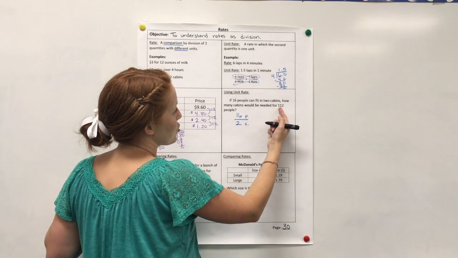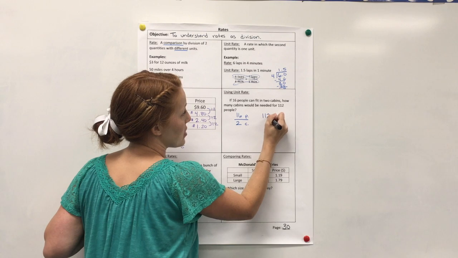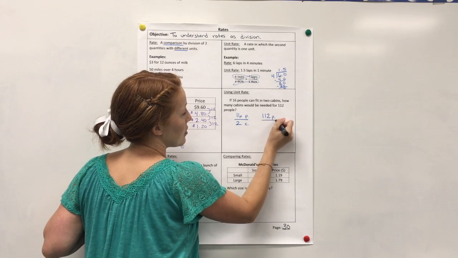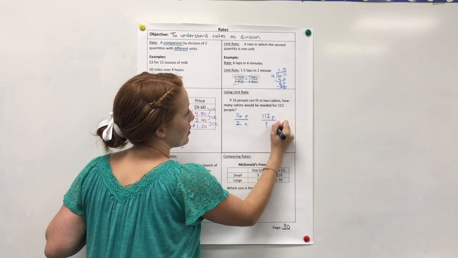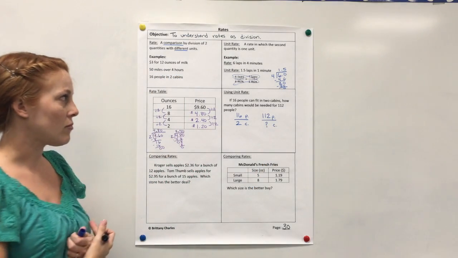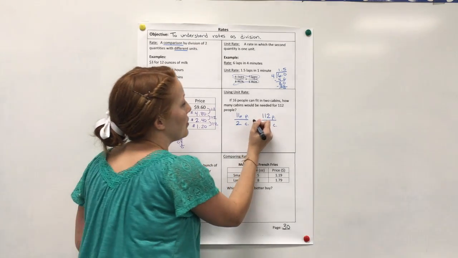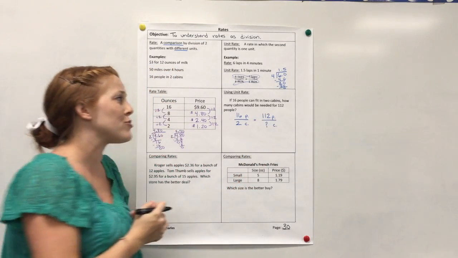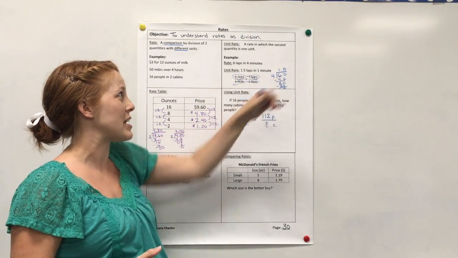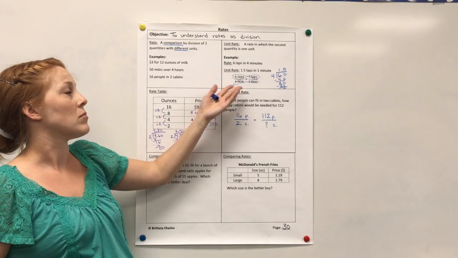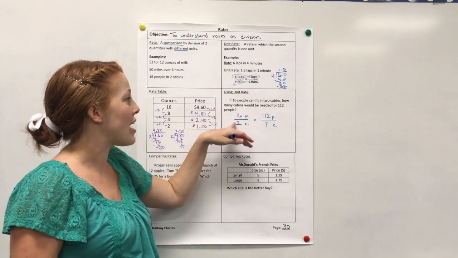So I have 112 people. Well, people's on top, so I want to make people also on top over here. And how many cabins? That means I don't know the cabins. So I know that these are going to equal each other, but I'm going to use unit rate. So in other words, just like I did right here, and I divided to see how many minutes did it take for each lap, or how many laps, excuse me, for each minute. Now I can do the same thing.